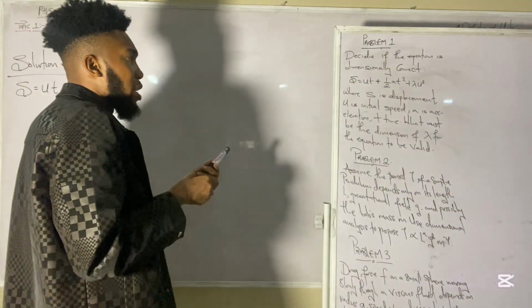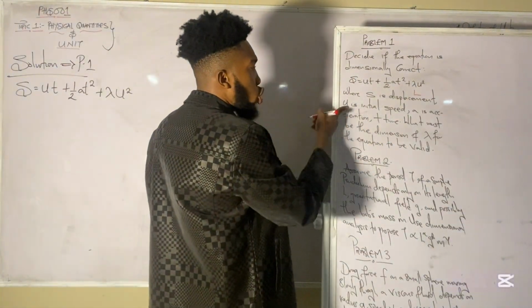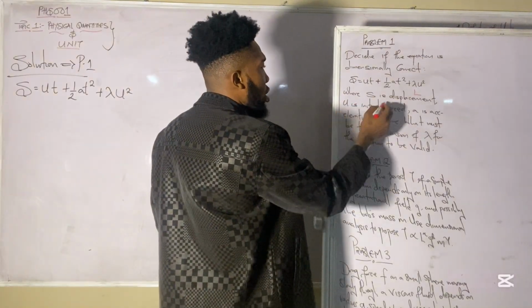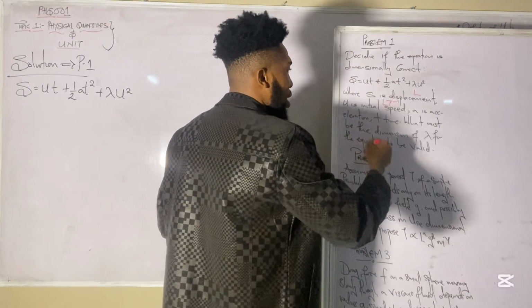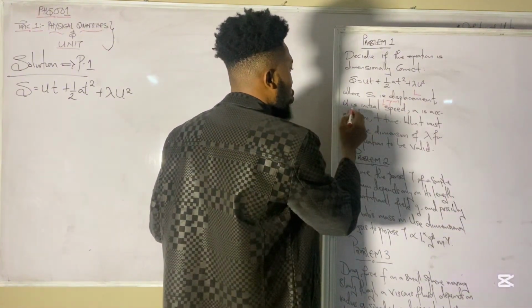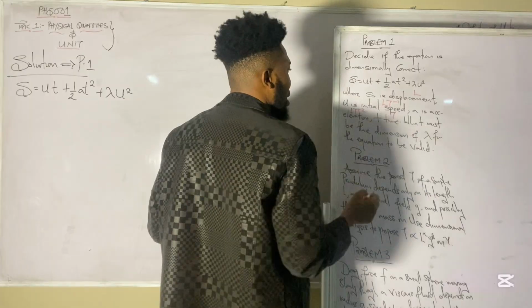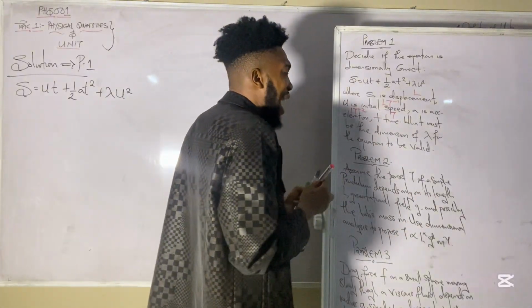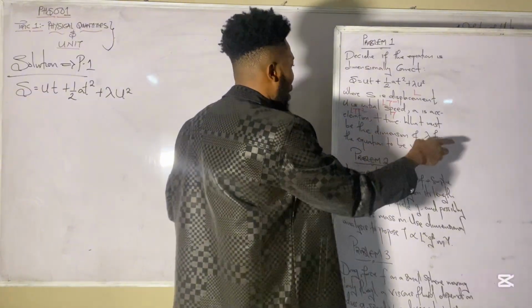Now that S is displacement, we know the dimension of S is L. U is initial speed, so the dimension of U is speed, that is LT minus 1. Check the table we just used. A is acceleration, so its dimension is LT minus 2. And T is time, capital letter T. What must be the dimension of lambda for the equation to be valid?